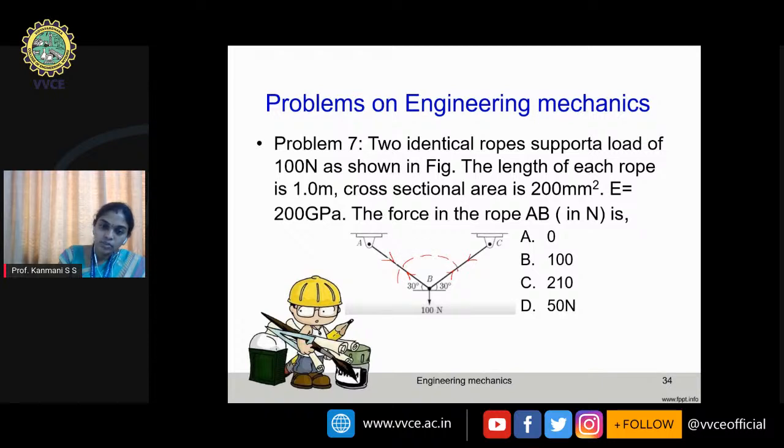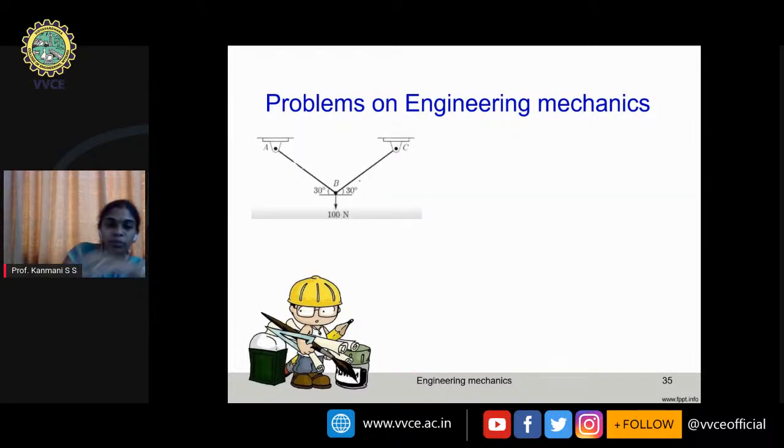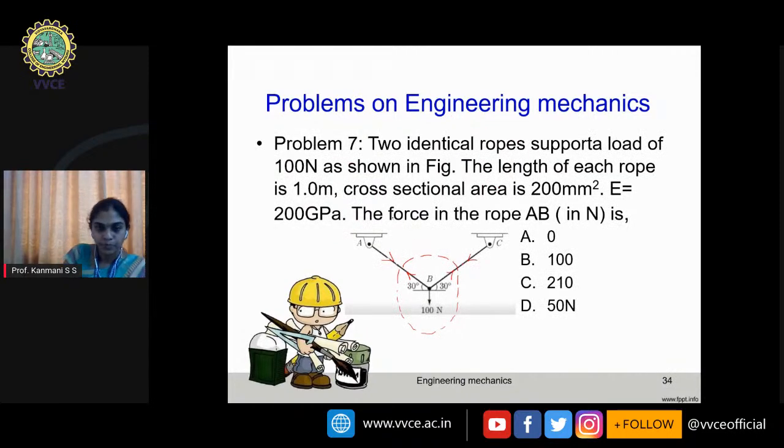So cut here to write the free body diagram. Okay, we will cut there to write the free body diagram. So here also I can write like this, cut here. Okay, I'll write separately. This is force in member BC. This is force in member AB. This is 100 Newton. Let me see what the question was clearly.